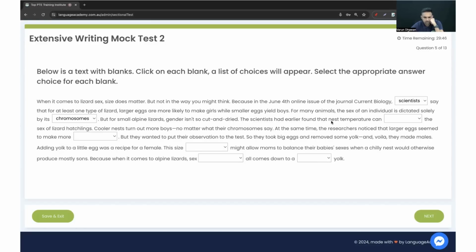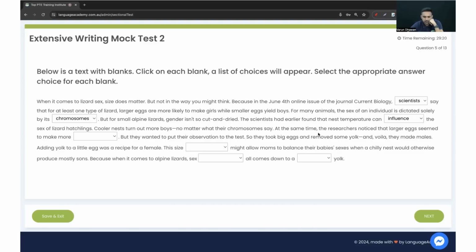Had earlier found that nest temperature can dash the sex of lizard hatchlings. So nest temperature can impact something, right? Can influence, right? You'll never use can impacts, can impact. So all these words are with S. By default, you have to use this word. Cooler nests turn out more boys, no matter what the chromosomes. See, we have got the answer here.